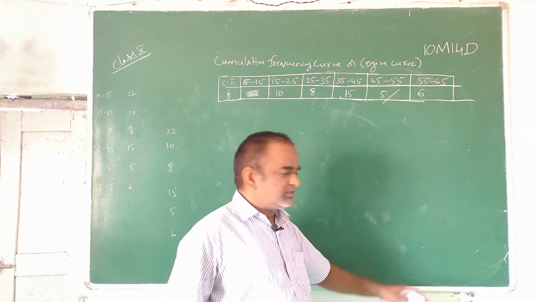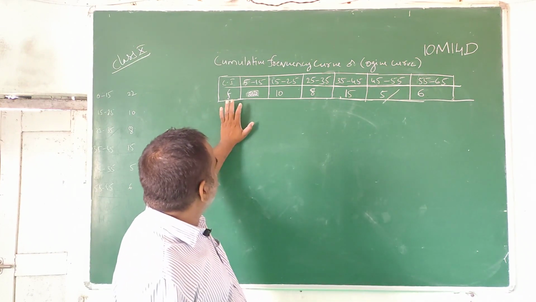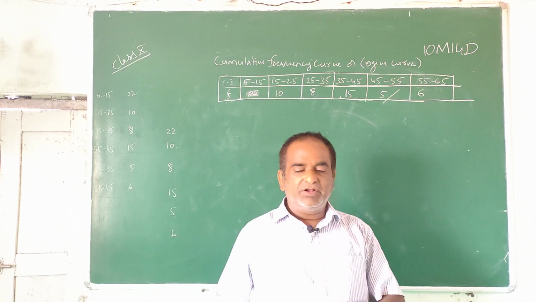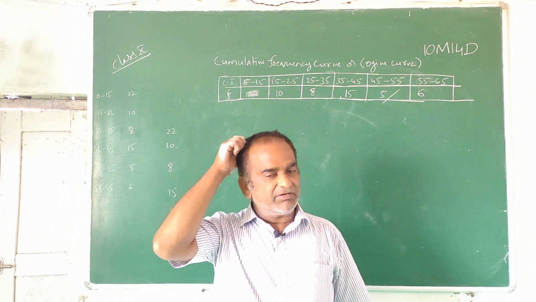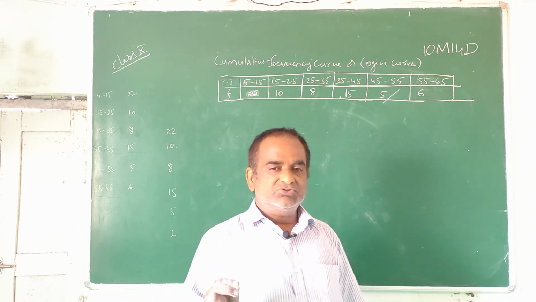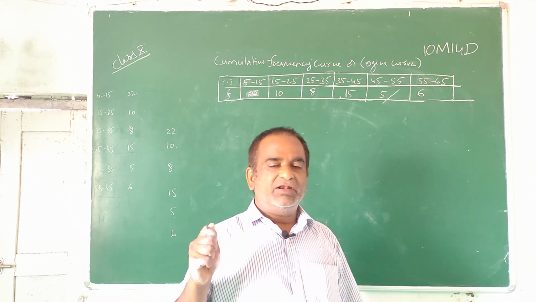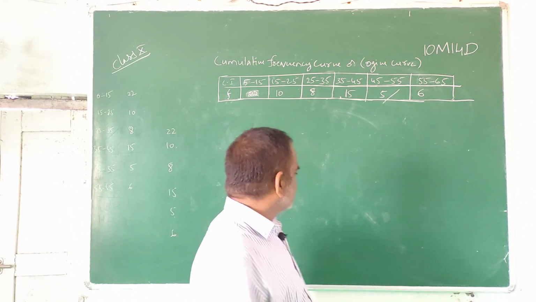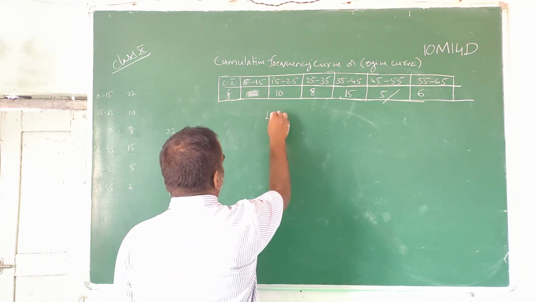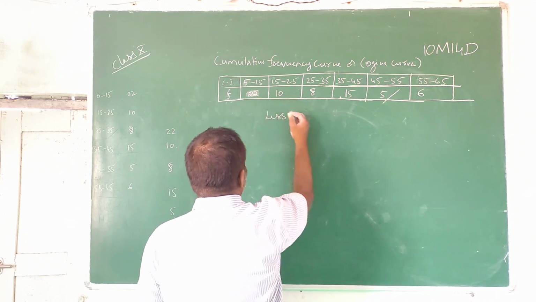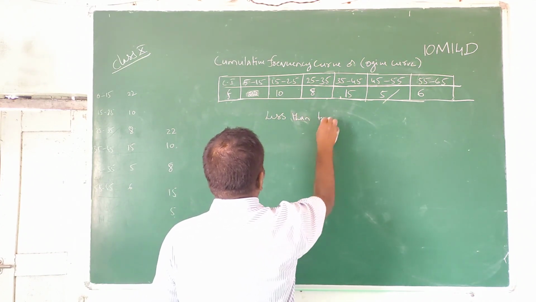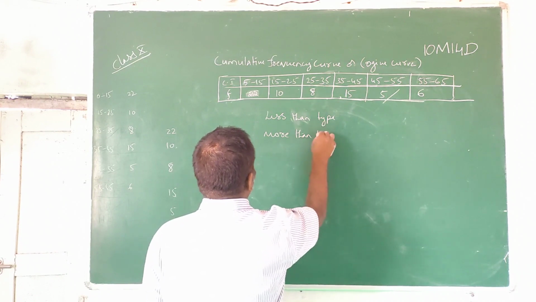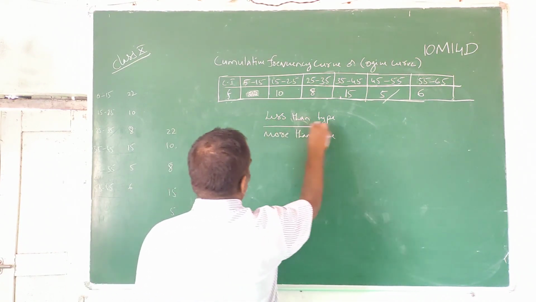So dear 10th class students, today we are going to discuss cumulative frequency curves or ogive curves. In order to learn about them, a student has to know how to prepare cumulative frequency distributions. There are two types of cumulative frequency distributions: one is less than type, and another is more than type. Two types are there.